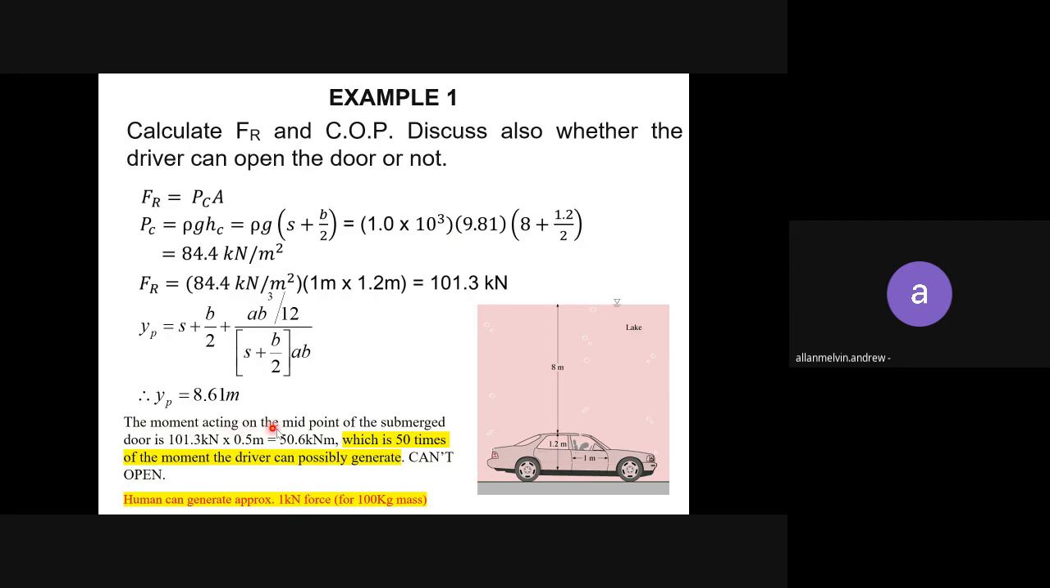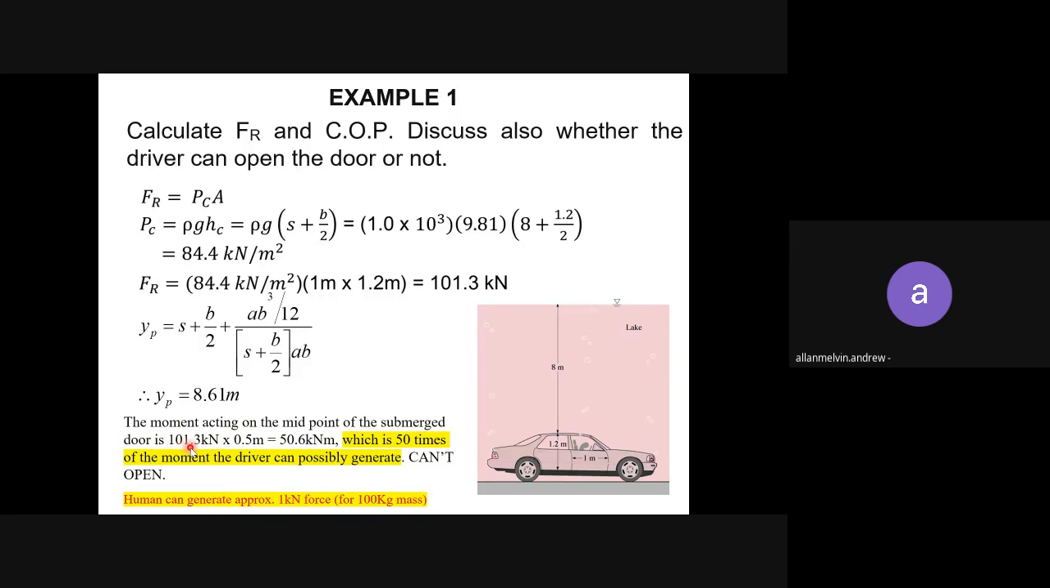Okay, so the moment acting on the midpoint of the submerged door is 101.3 kilonewton. So meaning you want to take at the midpoint of the door. So you take this 1 meter divided by 2. So that is the midpoint, assume as a midpoint. Or you can write this, assume the moment acting on the midpoint of the submerged door. So you add the word assume, because in physics, we can do a lot of assumptions and then we can calculate. So you do the assumption.